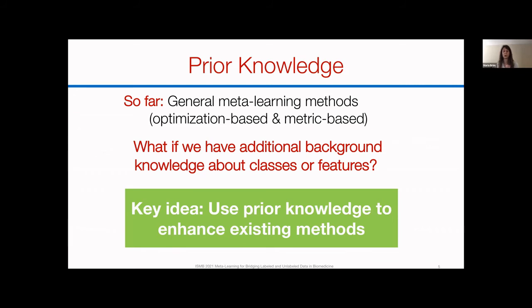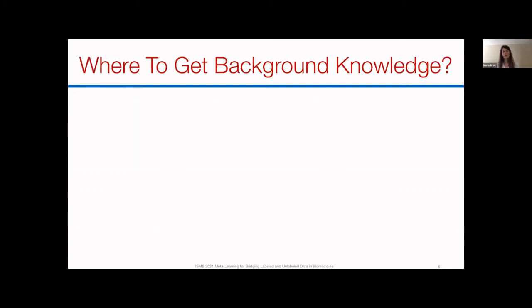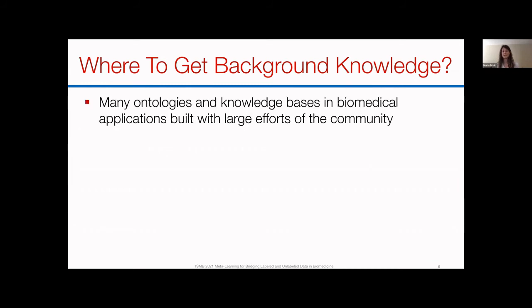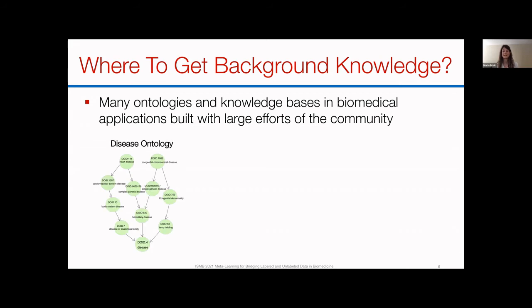But first, the question is where to get this prior knowledge. And the great news is that in biomedical applications, this knowledge is very often readily available. There are many ontologies and knowledge bases built with a huge effort of the community. For example, the disease ontology has been developed as a standardized ontology for human diseases with the purpose of providing the biomedical community with consistent descriptions of human disease terms.